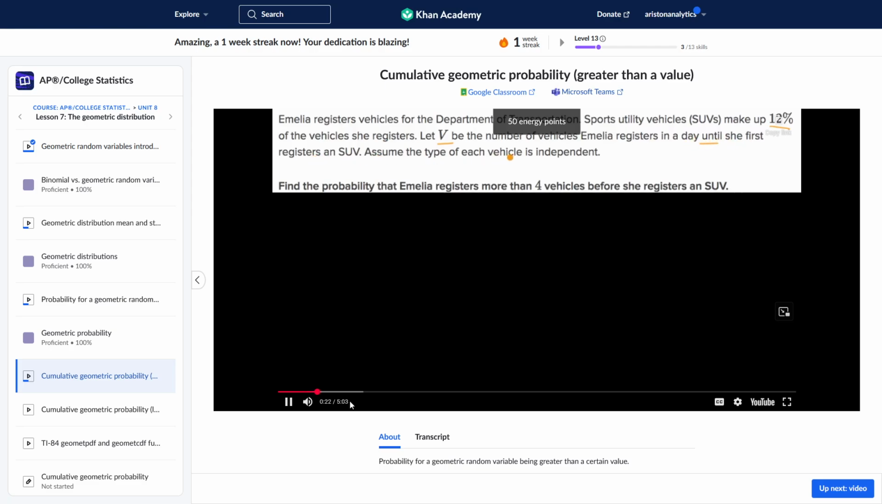Assume that the type of each vehicle is independent. Find the probability that Amelia registers more than four vehicles before she registers an SUV.